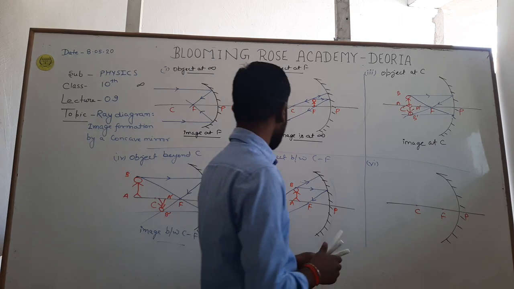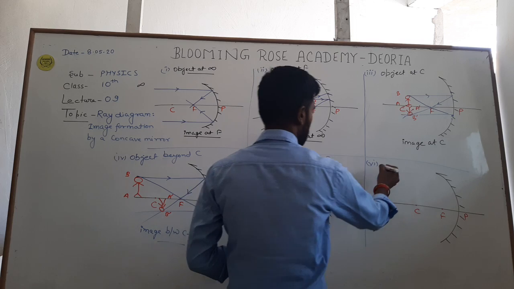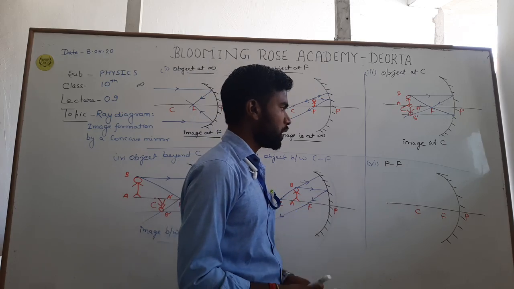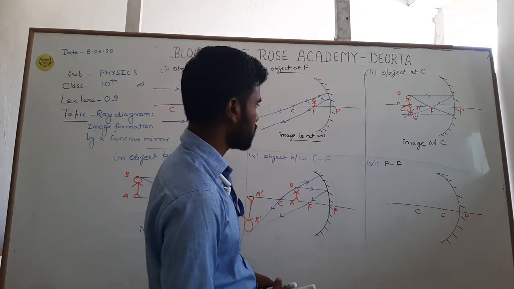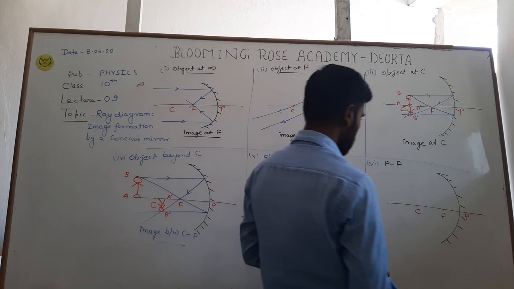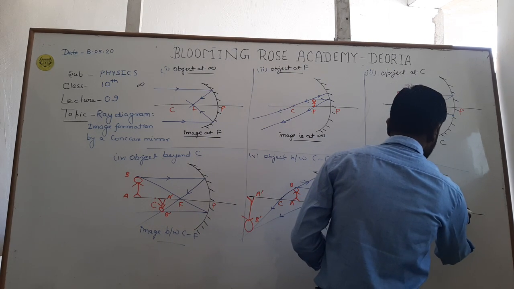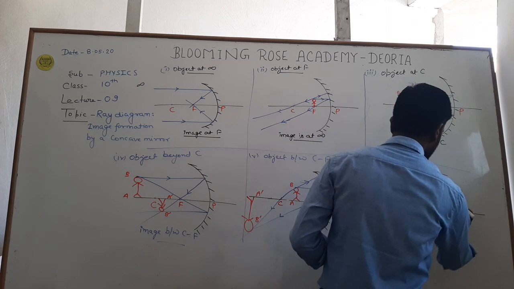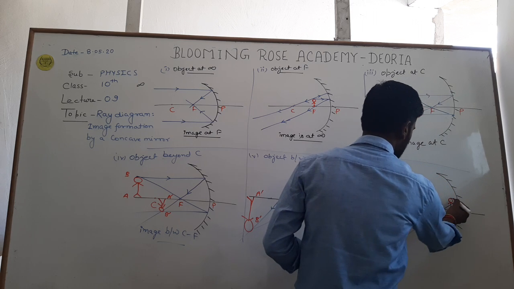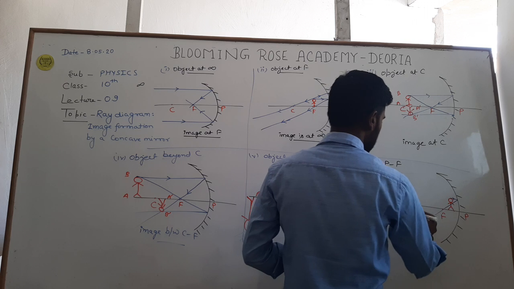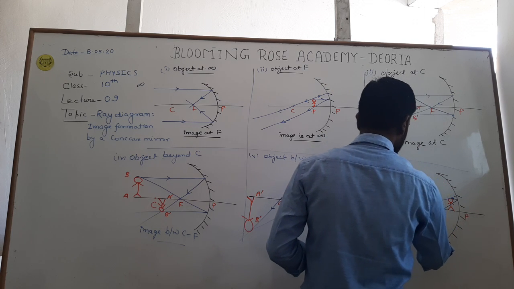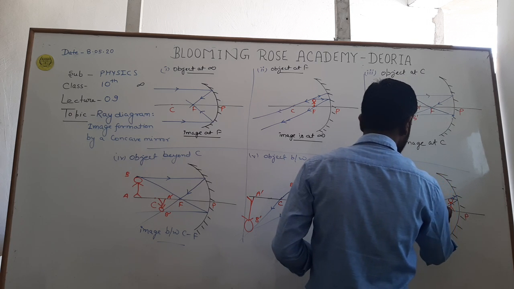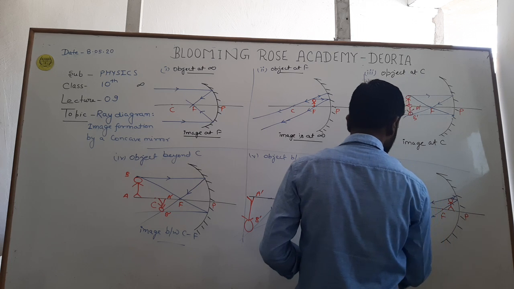The next condition is when the object is placed between P and F. Between P and F is the only condition in which we get a virtual and erect image, means behind the mirror. So let's put the object between P and F here. First of all, when there is a parallel ray, it passes through the principal focus. And for the second condition, the ray through the center of curvature C will come back again here.